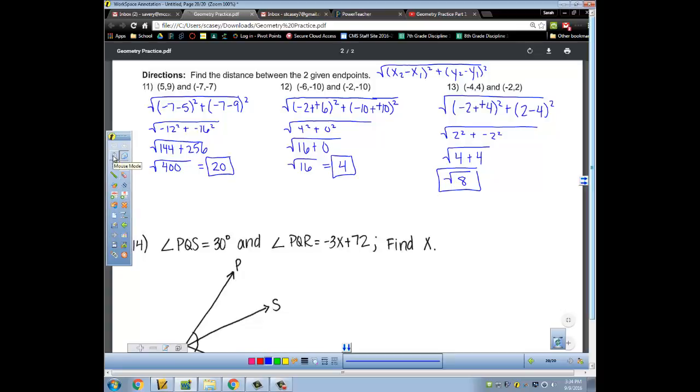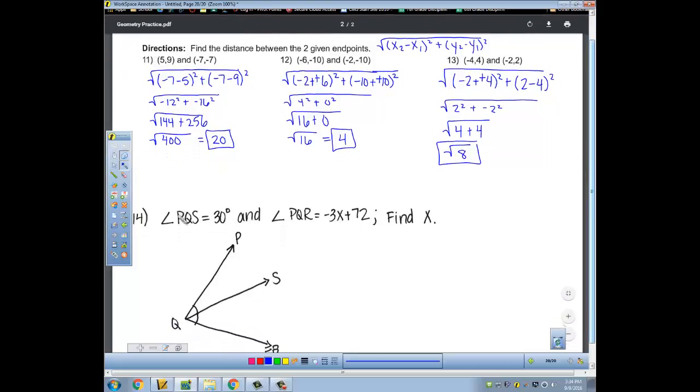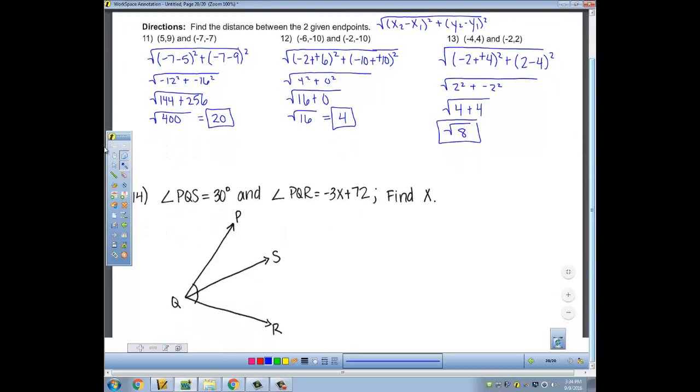Now the last three questions were just ones that I wrote out by hand because I couldn't find any online, so I just made some up. So we have PQR, this whole arc, and we have QS going through it. So PQS is right here, so that's 30s. I like to label my picture. I find it easier to visualize it that way.